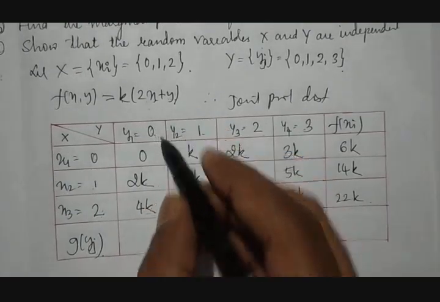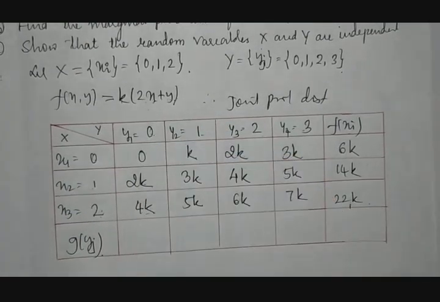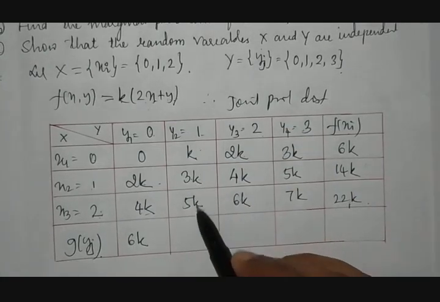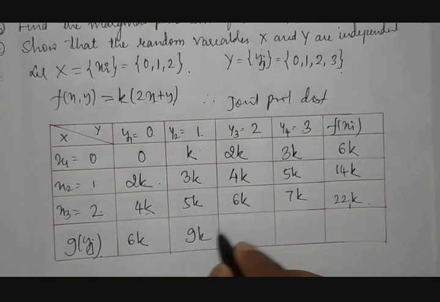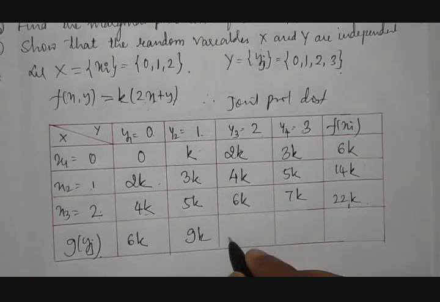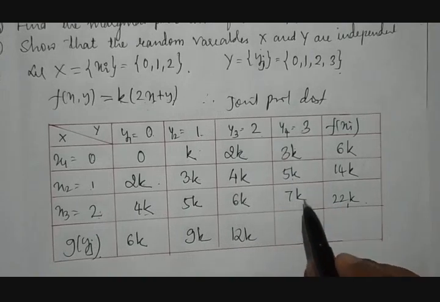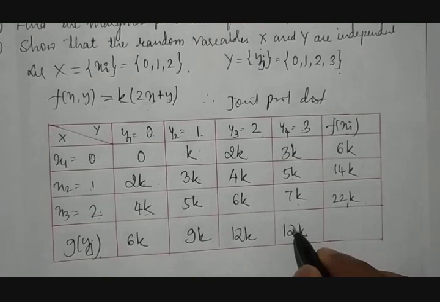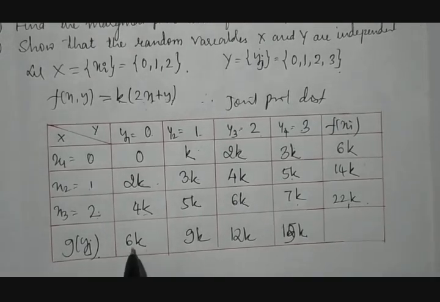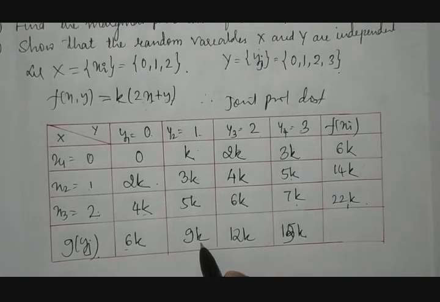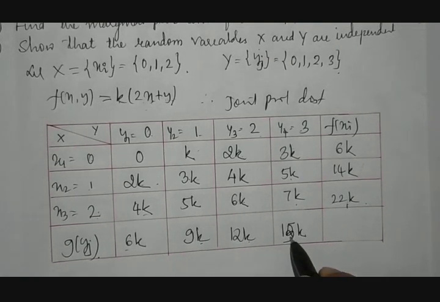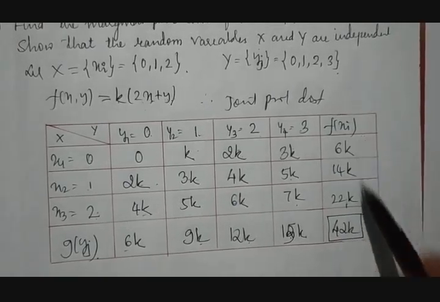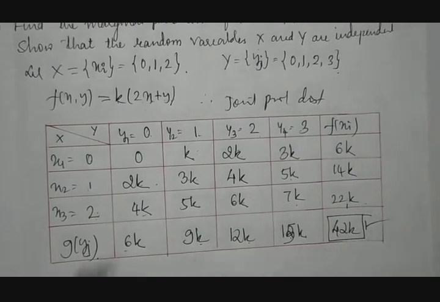Therefore, if you add all these values, if you add vertically, then it is 2k plus 4k is 6k. Then k plus 3k plus 5k is 9k. Then 2k plus 4k plus 6k is 12k. Then 3k plus 5k plus 7k is 15k. Then altogether 6 plus 9 plus 12 plus 15, it becomes 42k. Even if you add vertical or horizontal, this is the result.